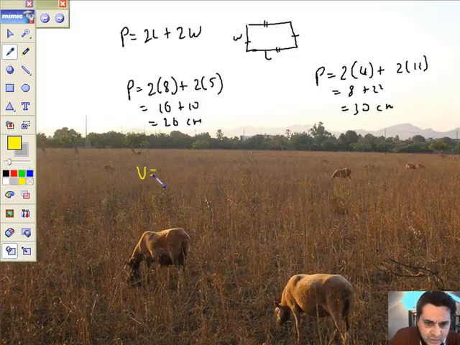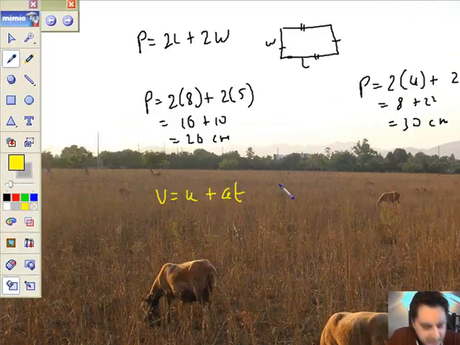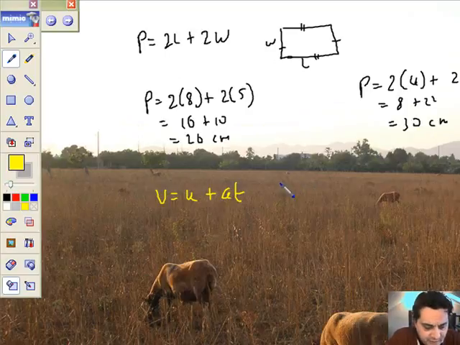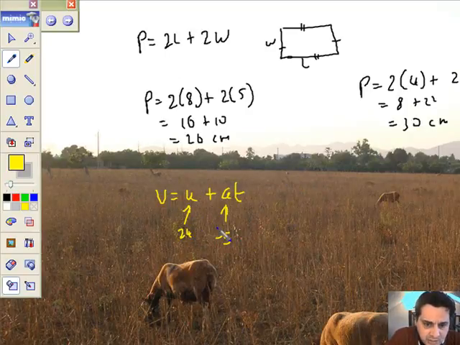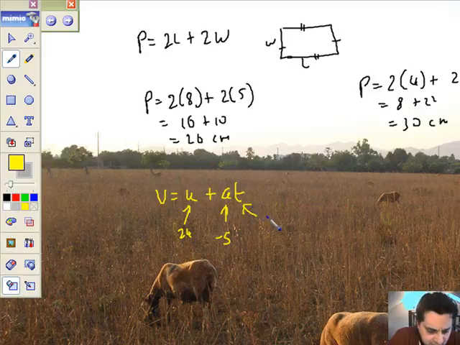Mary used the formula V equals U plus AT. We've come across it in a previous video. In science, find V if A equals minus 5. So I'm substituting into a formula and getting a value. For V, the U is 24 and the T is 3. So let's substitute that in.